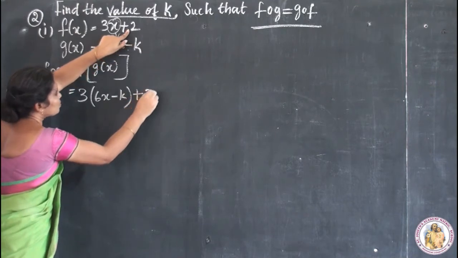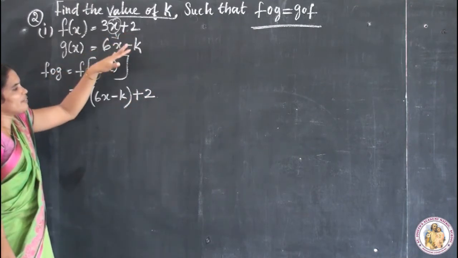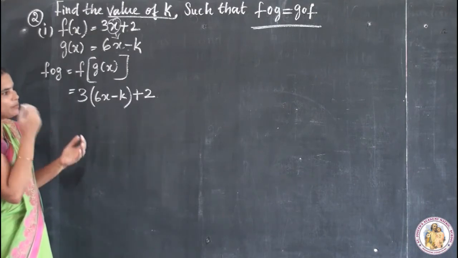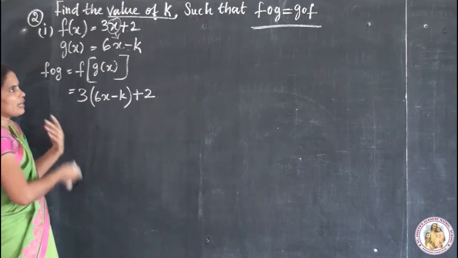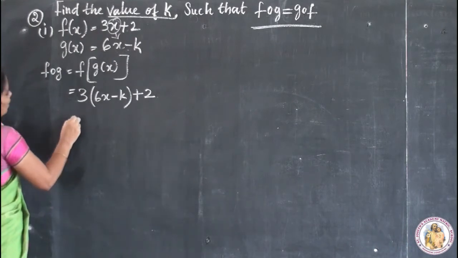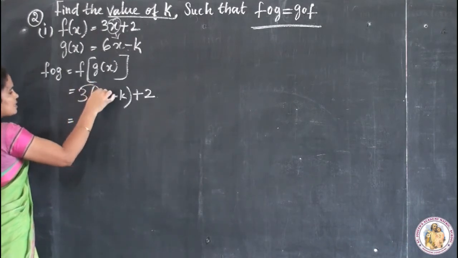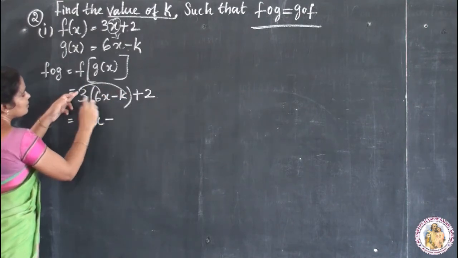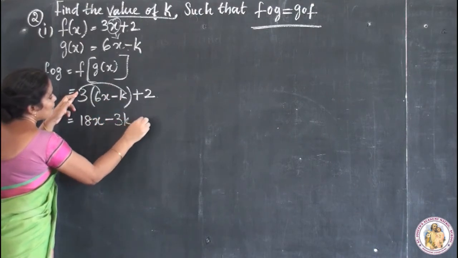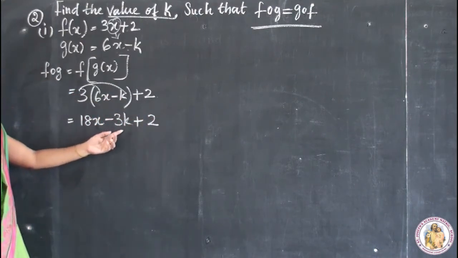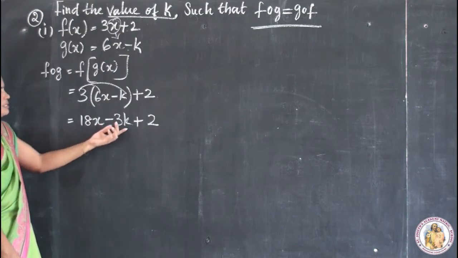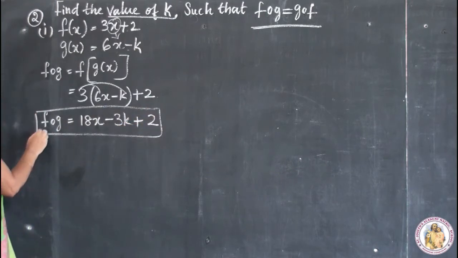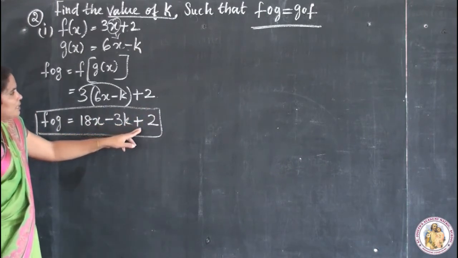Then plus 2. If you just look at the board, it will be easy for you to understand. Whenever you are in maths class, you have to be with the rough notebook and pen. Together you can work it out, then only you can find answers very easily. So 6 into 3 is 18x, minus 3 into k, 3k, plus 2. So we have two different variables. So f of g is equal to 18x minus 3k plus 2.